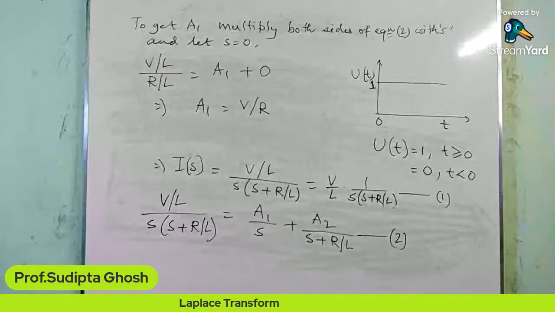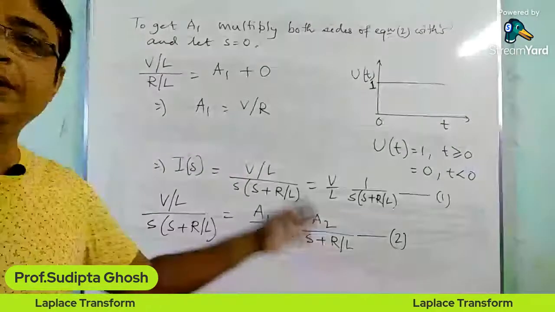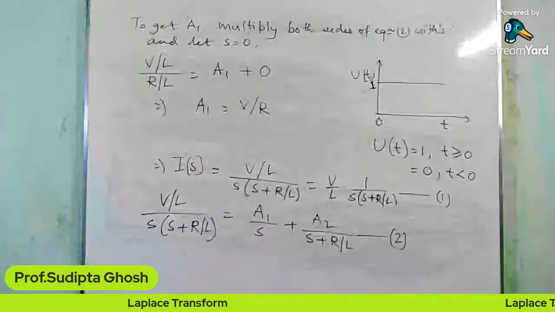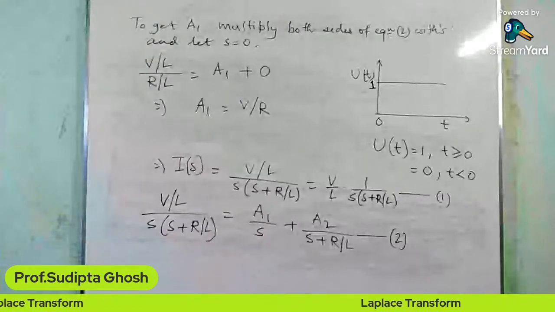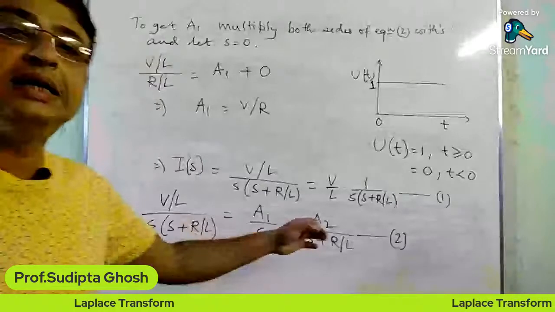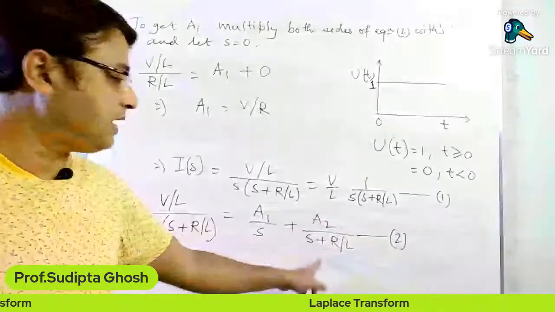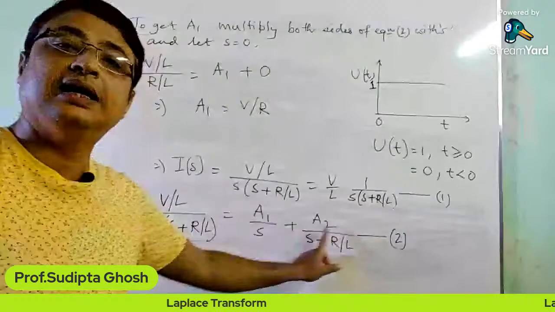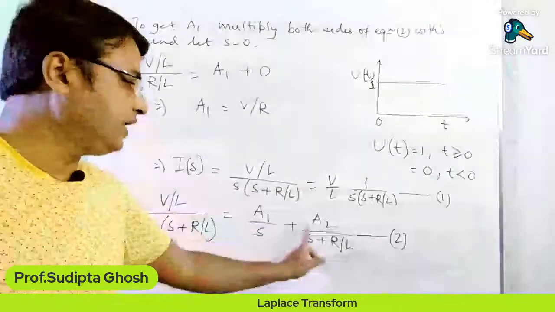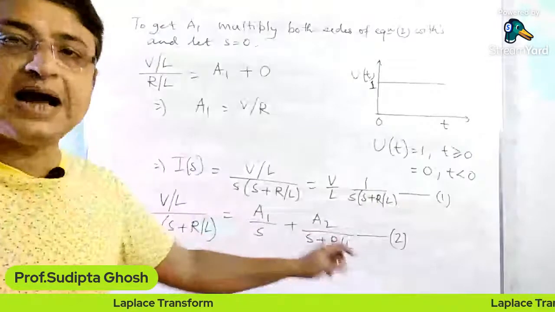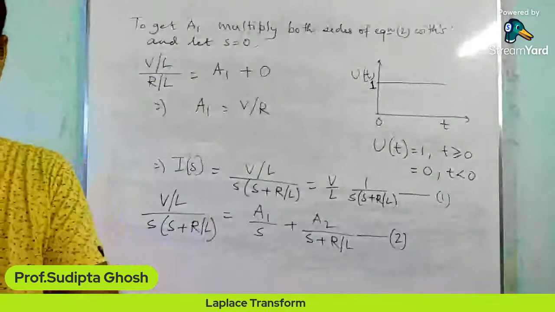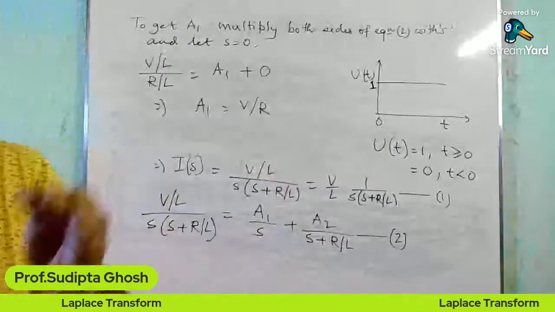Now let's move on to find out the value of A2. Here also we have to apply the same thing. If we multiply this equation by S plus R by L, as S plus R by L is in the denominator, we are left with only A2. And then we will put S plus R by L equals 0, that means S equals minus R by L.